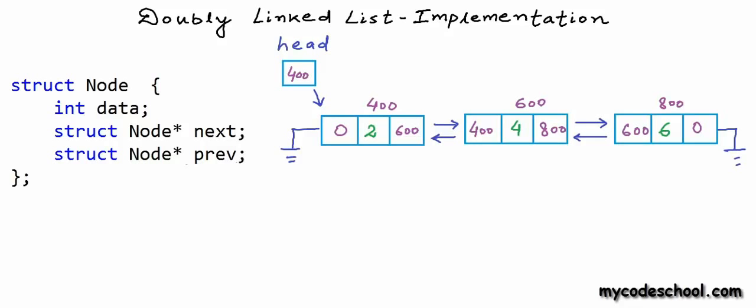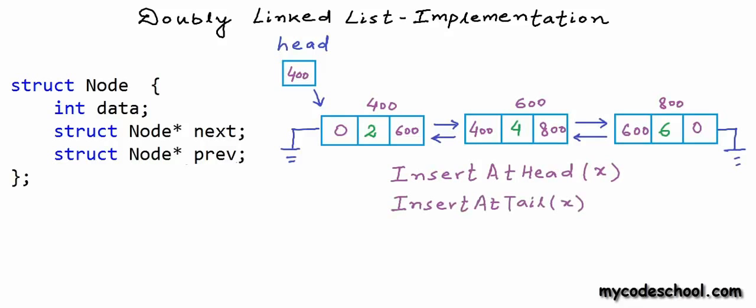In my implementation, I'm going to write these functions. I'm going to write a function to insert a node at beginning or head of linked list. This function will take an integer as argument. I'll write another function to insert a node at tail of linked list.